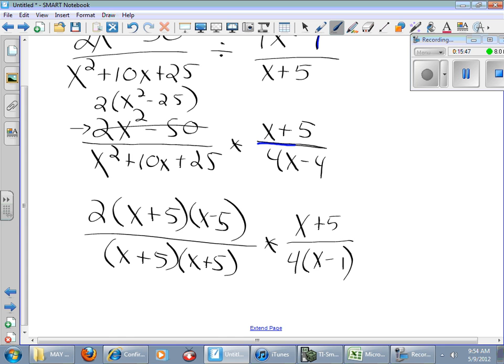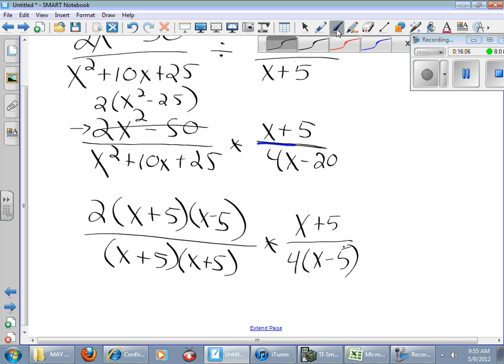Oh, did I make a mistake here? Yeah, this should be a 20, shouldn't it? And then when I pull that 4 out, I should get a minus 5 there. Sorry about that. Okay.